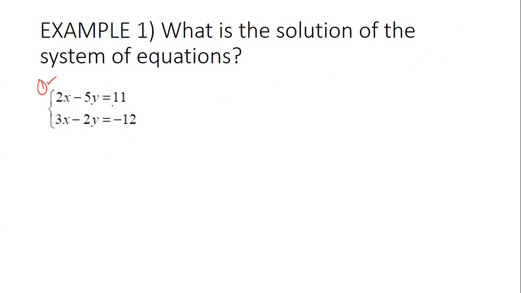Do we want to eliminate x or y? We're going to do x. All right, so we're going to eliminate x. So step 2 is find your least common multiple of those coefficients. So what is the least common multiple for 2 and 3? 6. Does that make sense?